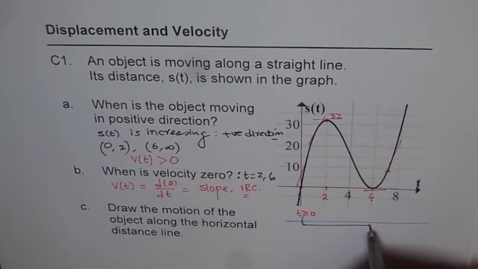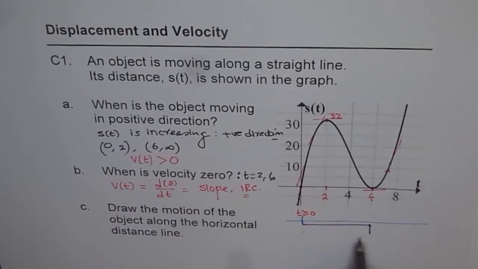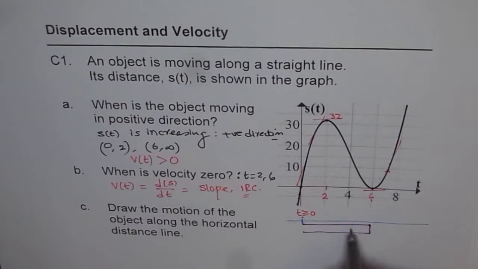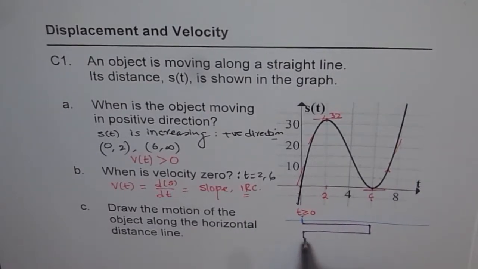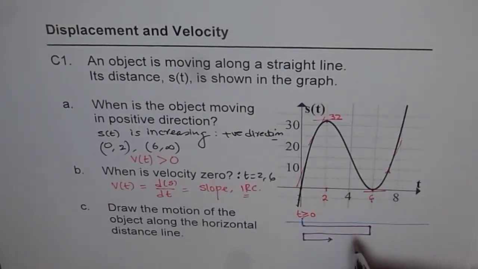And at that point it turns and comes back to the initial position. That means it comes back to, these are overlapping lines, but just for clarity I'm showing it downwards, comes back here, and this is when t equals 6. At this point again it turns and moves along. So that is how we can actually show displacement along a timeline.